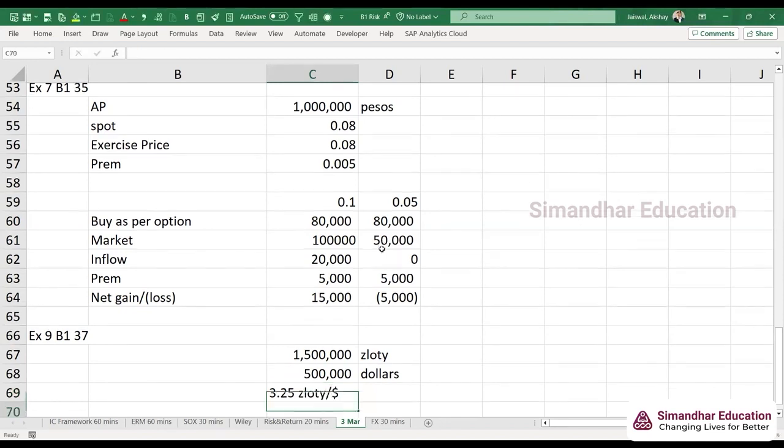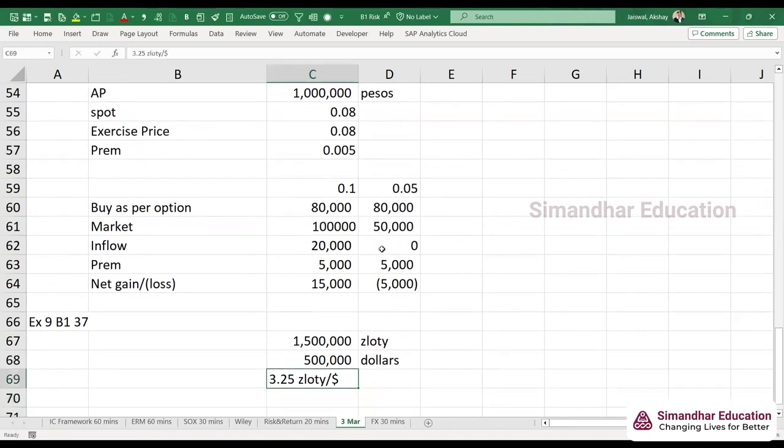per dollar. Now guys, is this a direct quote or an indirect quote? Because as I said earlier, a direct quote is basically when we are having per foreign currency. Here, is it per foreign currency or per dollar? Yeah, it is an indirect quote because it is per dollar. So we cannot multiply this with zloty. Okay, if you want to multiply with zloty, we will not be able to do that. So what we can do, either we can divide it with this or we can multiply it with dollars.